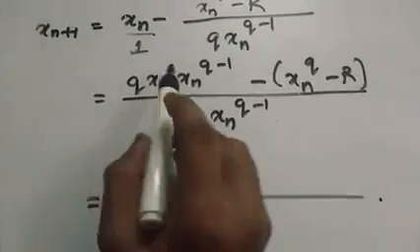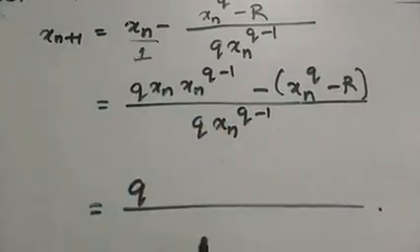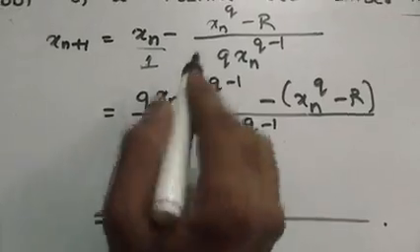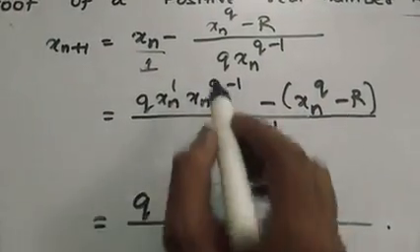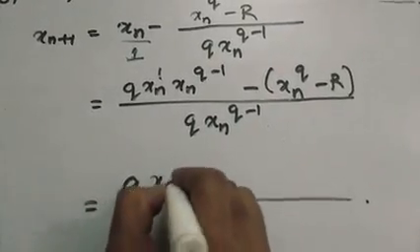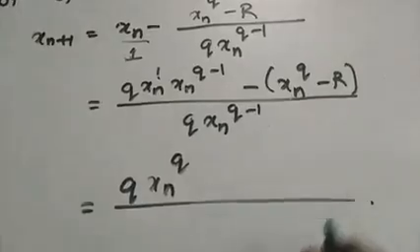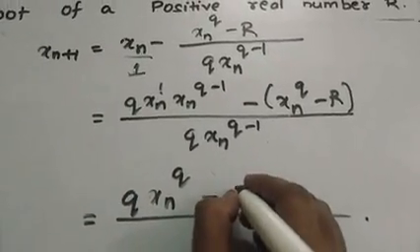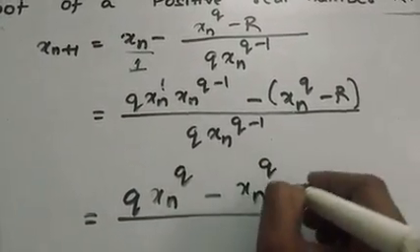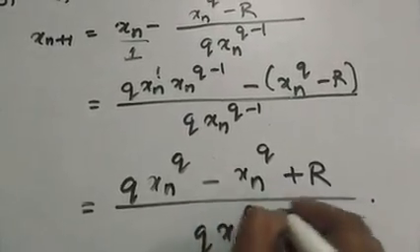q. Okay, in multiplication, if bases are same, powers are added. So what is the power of xn here? Here the power of xn is 1, and here the power of xn is q minus 1. If the power is added, that means we will get only q. Now opening the bracket here, minus xn to the power q minus minus plus r divided by q xn to the power q minus 1.